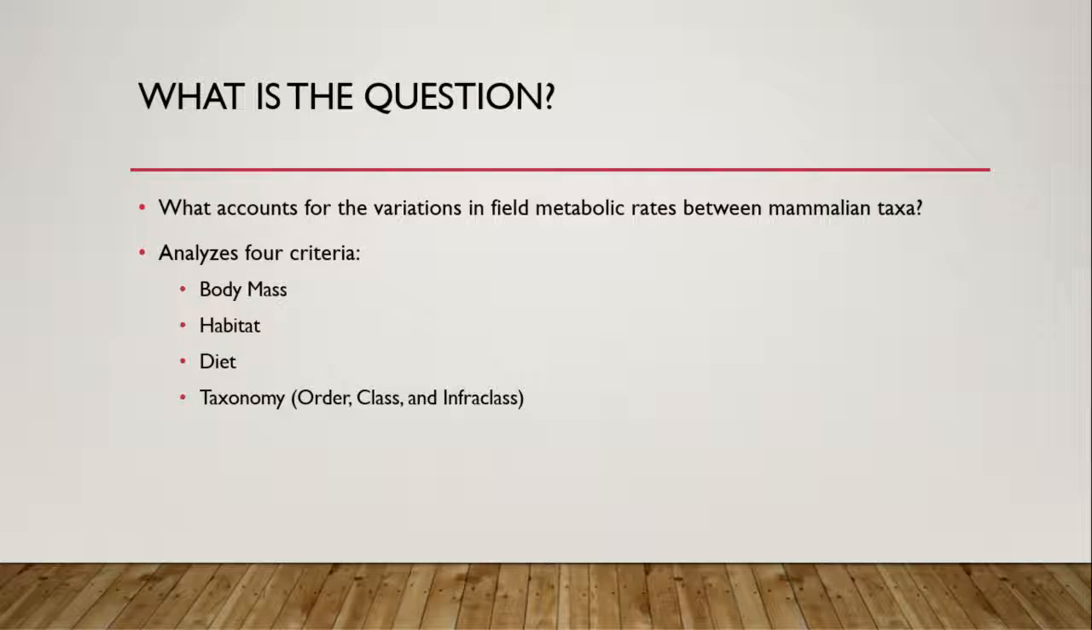The overarching question behind this paper is what accounts for variation in field metabolic rates between mammalian taxa. Nagy chose 4 possible criteria to explain the variation, the first being body mass, and that was shown in the previous paper to be a major determinant in variation. Habitat, diet, and taxonomy. Now, for taxonomy, the author focuses primarily on order, class, and infraclass classifications.